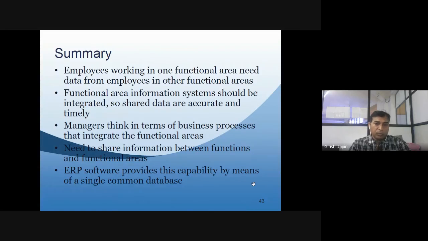Managers think in terms of business processes that integrate the functional areas. Need to share the information between functions and functional areas. ERP software provides this capability by means of a single common database.